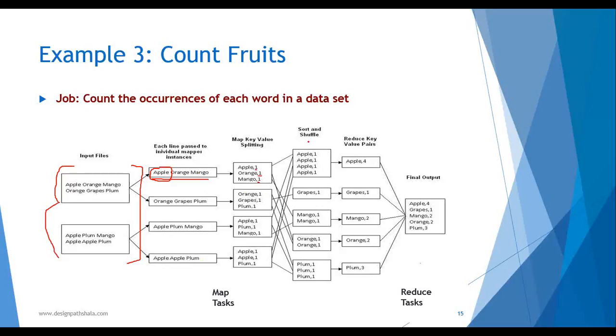In the sort and shuffle phase, your data is sorted, and it will look something like this. And in the reducer, you will get apple, comma 1, comma 1, comma 1. On the reducer side, for each key, I'll just sum up the values and produce something like this: apple, comma 4, grapes, comma 1, mango, comma 2, orange, comma 3, and plum, comma 4. And this will produce the number of fruits appearing in my file.